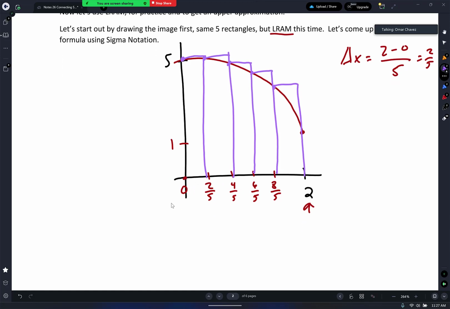We're going to start just like we did before. I just want the areas of those rectangles. I have 5 rectangles, and then we'll come up with an expression to see if we can figure it out. So the first rectangle, width times height. The width is always 2/5. My height is negative 0 squared plus 5, times 2/5. That's my first rectangle.